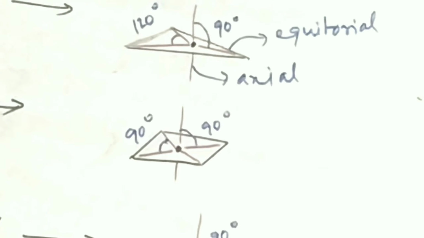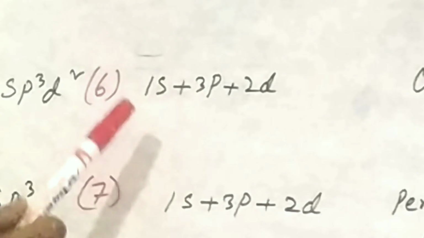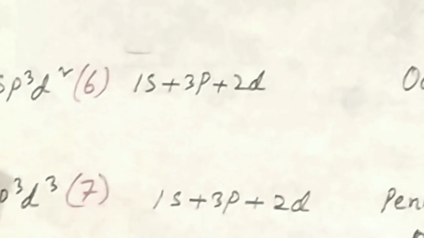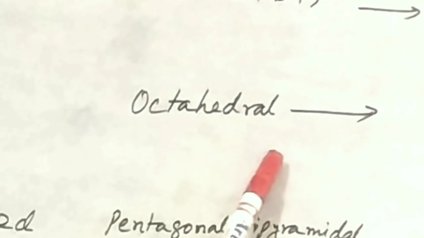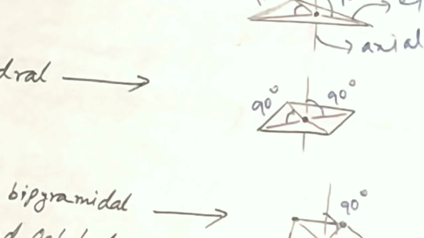The bond angle between equatorial and axial bonds is 90 degrees, and the bond angle between the equatorial bonds is 120 degrees. And now, when 1 s, 3 p and 2 d orbitals intermix with each other, 6 hybrid orbitals result, and this is called sp3d2 hybridization, and the structure of the molecule becomes octahedral with all the axial and equatorial bond angles 90 degrees.